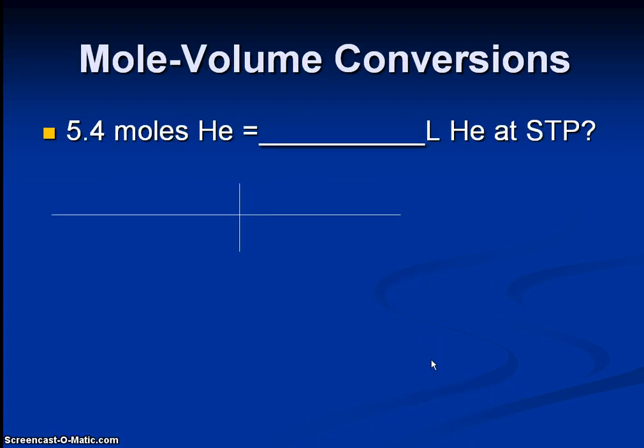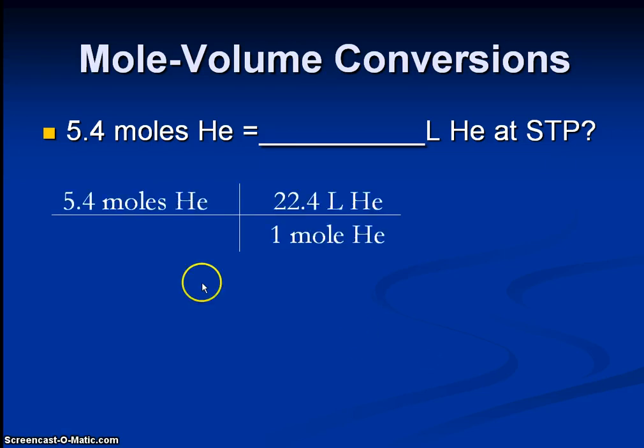So now we're just going to do the conversions like we've been doing. If we have 5.4 moles of helium and I want to know how many liters it is, start with what you're given in the top left corner. So 5.4 moles of helium goes up here. You want to cancel the unit of moles, so bring that down diagonal. And you're trying to turn it into liters, so that goes on top.